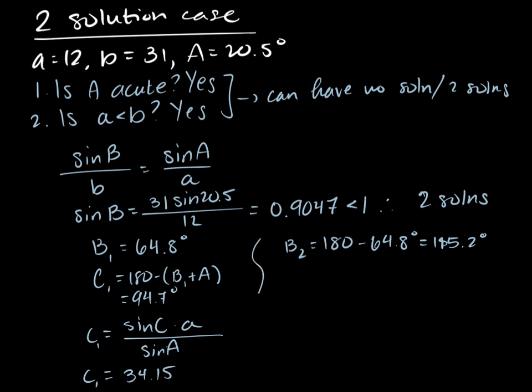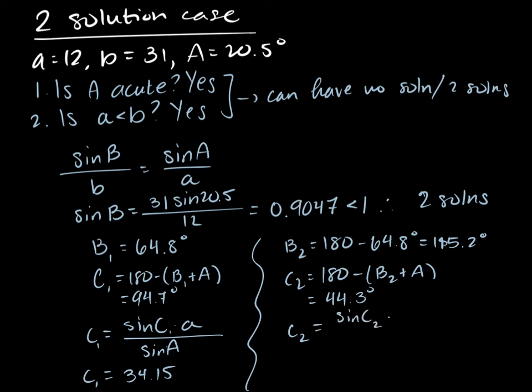Okay? For the second triangle, to find our remaining angle, which is C, we're going to, again, subtract the sum of B2 and A from 180, so we get 44.3 degrees. And then to find side C2, we're going to do sine of C2 times A over sine of A. So this will be equal to 23.93 once you've plugged in all the appropriate values. And that's our answer, or answers.